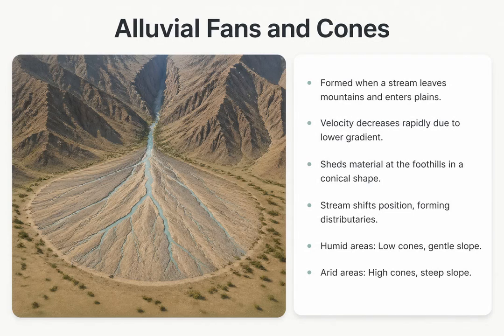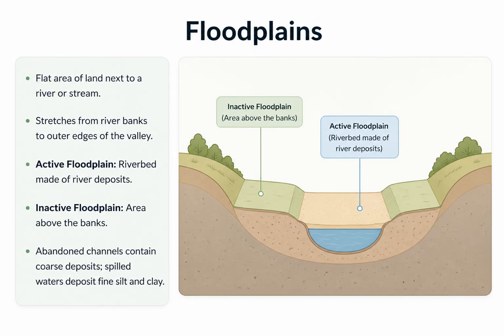One of the first depositional features you'll see occurs right at the foothills. When a steep mountain stream suddenly bursts out onto a flat plain, its gradient drops instantly. The water slows down and immediately dumps a massive pile of sediment. This material spreads out into a broad conical shape called an alluvial fan. Because the sediment blocks the original channel, the water constantly shifts its path, fanning out into multiple smaller channels called distributaries.